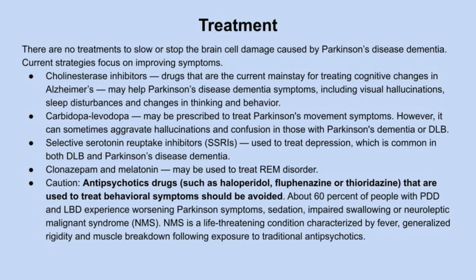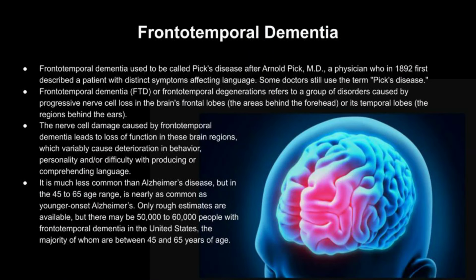psychiatrist. The last type of dementia that we're going to talk about is called frontotemporal dementia. This type of dementia used to be called Pick's disease, again named after a doctor, Dr. Arnold Pick, a physician who in 1892 first described a patient with distinct symptoms affecting language. Some doctors still use the term Pick's disease.